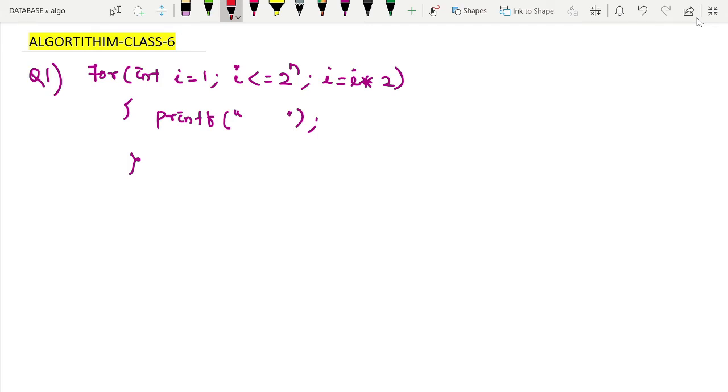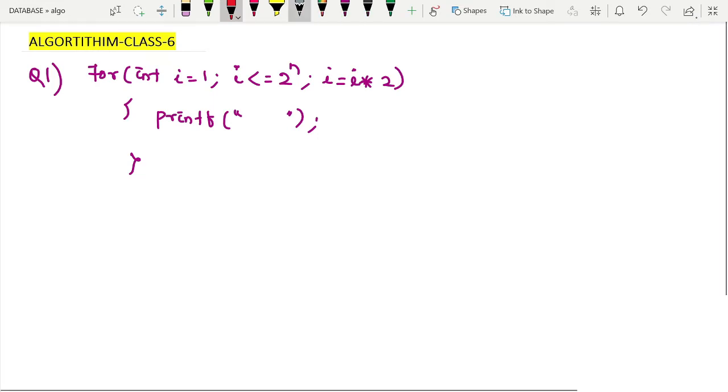So in the series of algorithm, this is the sixth class. If you haven't seen all the classes, please go back and in the algorithm playlist you can watch all the videos so that you can get an in-depth idea what is algorithm and how do we calculate the time complexity of an algorithm. Right. So this is one of the questions.